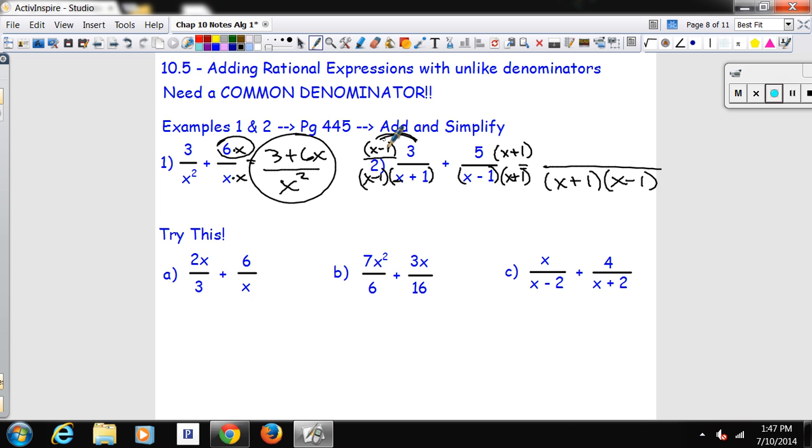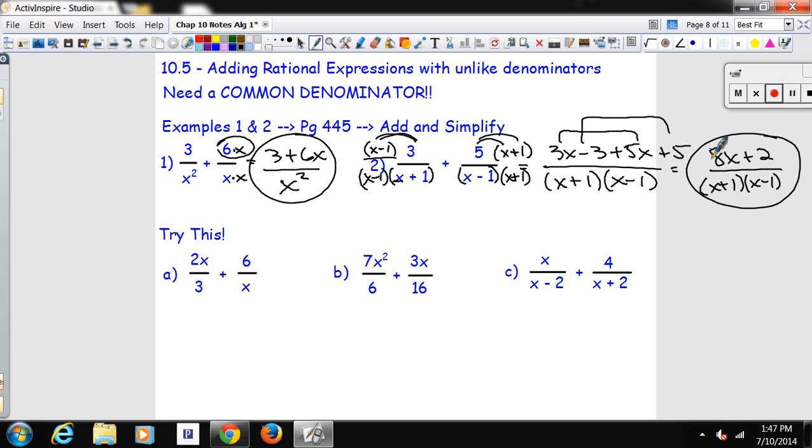So distribute here, we'll get 3x minus 3. Distribute here, plus 5x plus 5. Combine your like terms. So you'll have 8x plus 2 over x plus 1, x minus 1 is your common denominator. So when the two denominators are just different parentheses, you just have to multiply them together to get the common one.